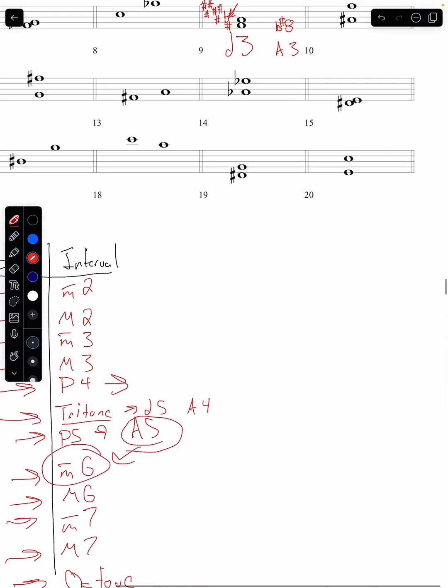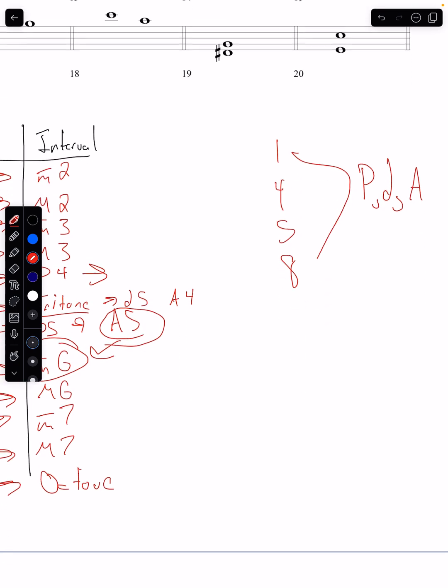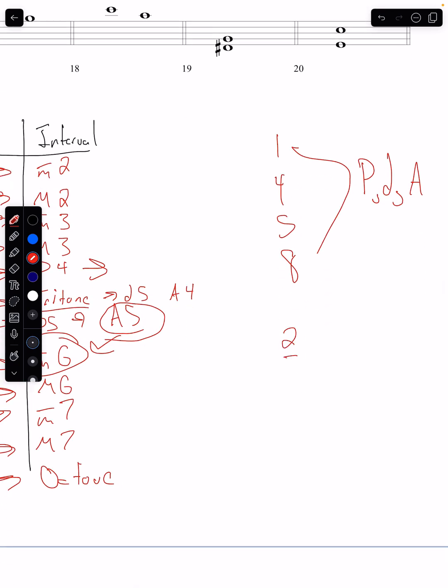So if we think of our order, our firsts, our fourths, fifths, and octaves, all will either be perfect, diminished, or augmented. Then, if we're doing a second, third, sixth, or seventh, those are naturally either going to be major or minor. And then if we go up a half step from major, that's going to be an augmented interval. If we go 1 half step lower than minor, that's where we get our diminished intervals, okay?